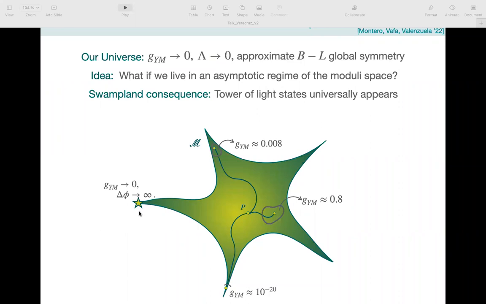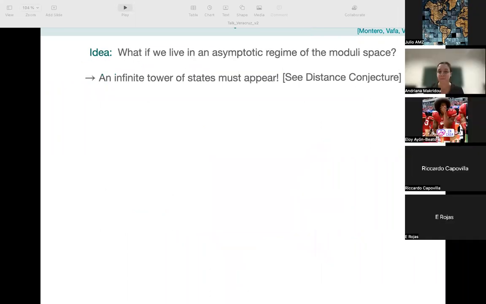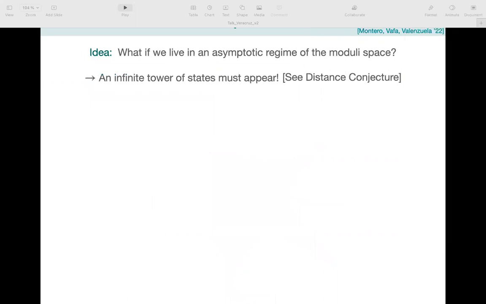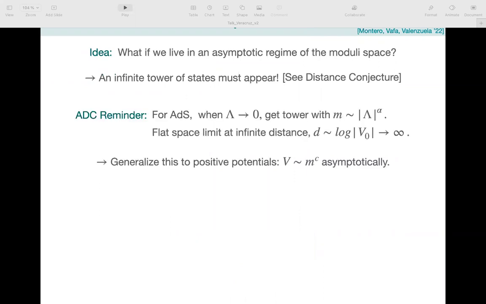And the main Swampland prediction, let's say, for this, is that you have this tower of light states that universally appears. So once again, assume we live in this asymptotic regime, and this is the reason that we have such a small value of the cosmological constant. What should happen? We should have an infinite tower of states that is appearing. The distance conjecture is claiming that this is scaling in a power law relation with the cosmological constant.